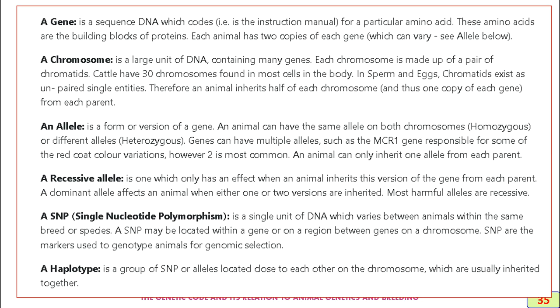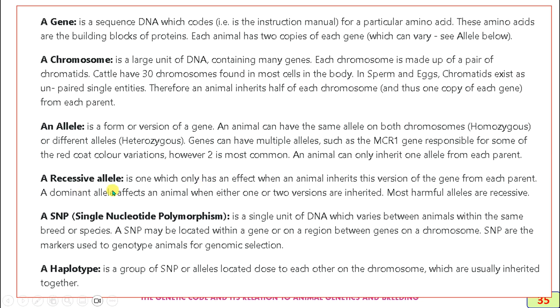An animal can have the same allele on both chromosomes, which is called homozygous, or different alleles, which is called heterozygous. And genes can have multiple alleles, such as MC1R, responsible for the red coat color variants, however MC2R is most common in the animal. An animal can only inherit one allele from each parent, not more than that. So there is a restriction.